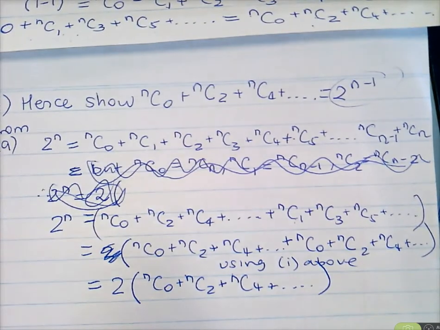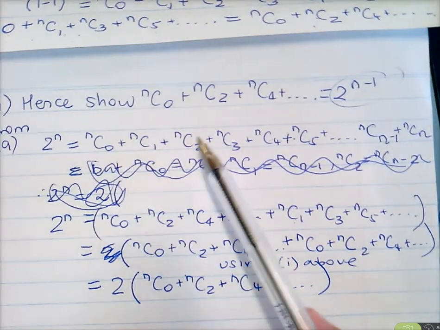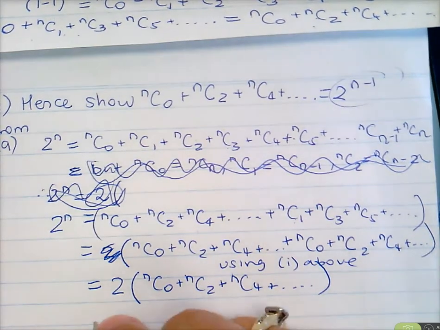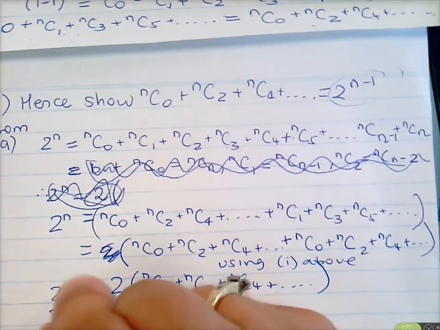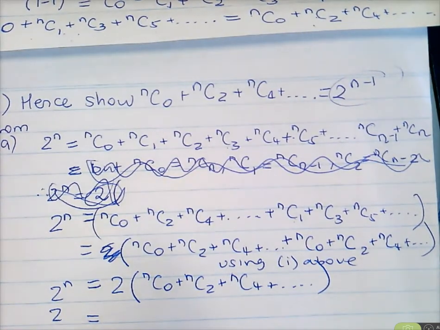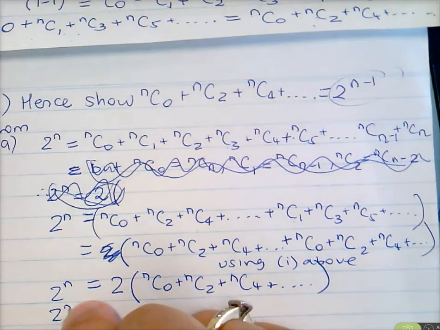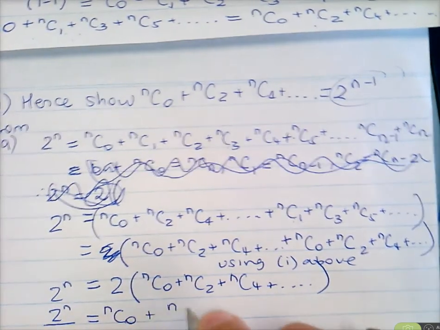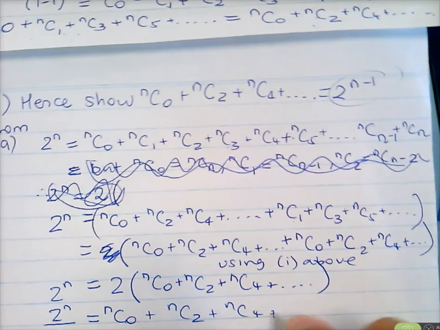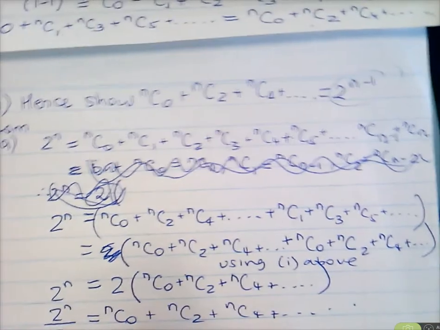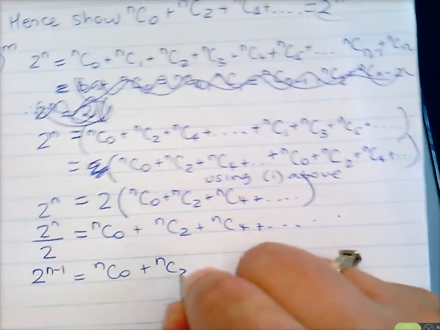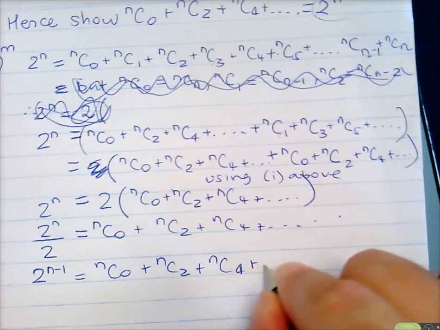Do you see it? So part 1 said that NC0 plus NC2 plus NC4 equals NC1 plus NC3 plus NC5. So now dividing by 2: 2 to the n over 2 equals NC0 plus NC2 plus NC4 plus dot, dot, dot. Which means that 2 to the n minus 1 equals NC0 plus NC2 plus NC4 plus dot, dot, dot.